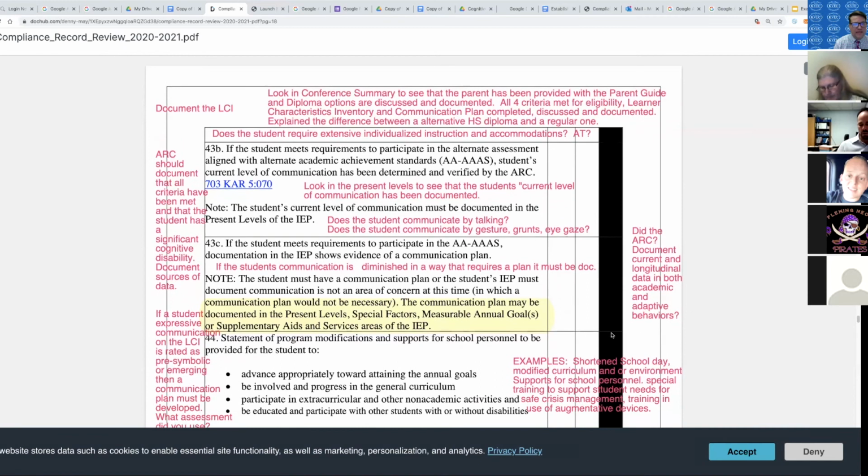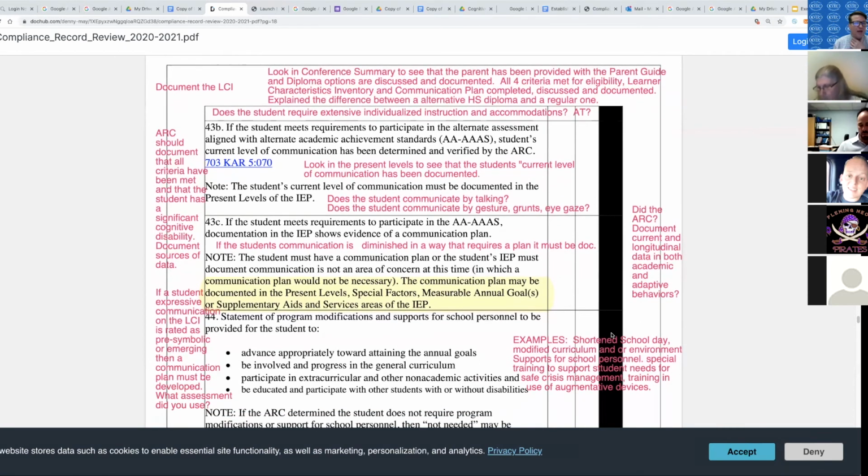Then 43C, I've also got ARC should document that all criteria have been met and that the student has a significant cognitive disability. Document sources of data. You go through the LCI and you feel like, I've done what I needed to do, but you need to have a discussion of all those things. Okay, so that's very, very important.